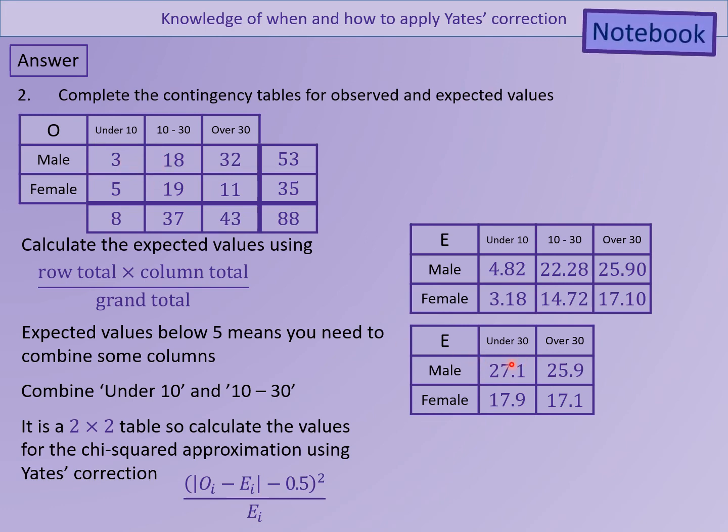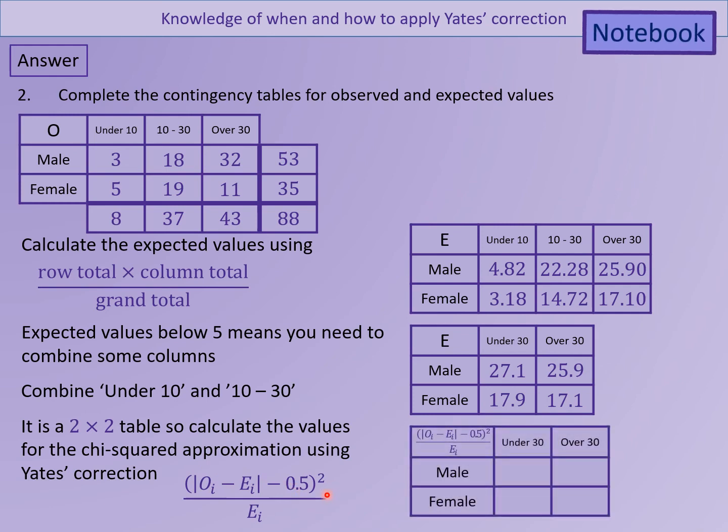We got 27, so that's a difference of about 6. We modulus it, in other words, we make it positive. We take away 0.5 and then we square it. So we're using that formula just there. So there we go, difference about 1.16, because there's not much difference between those two.